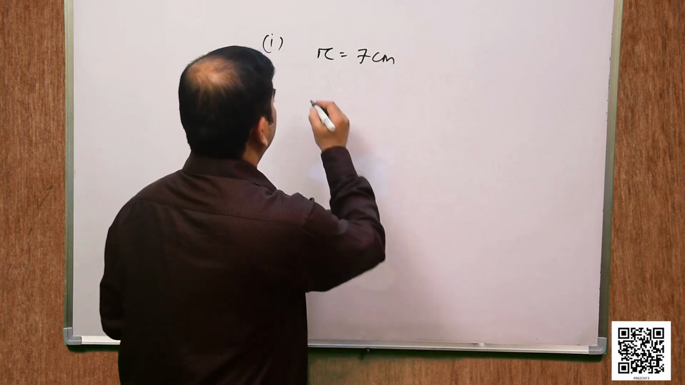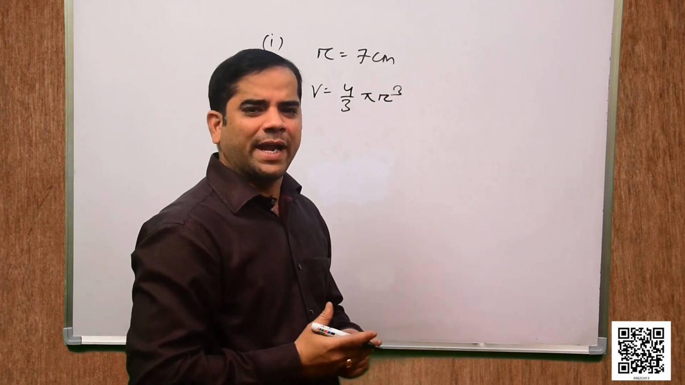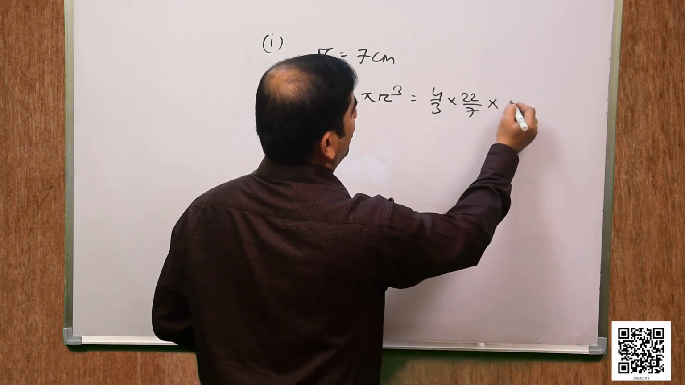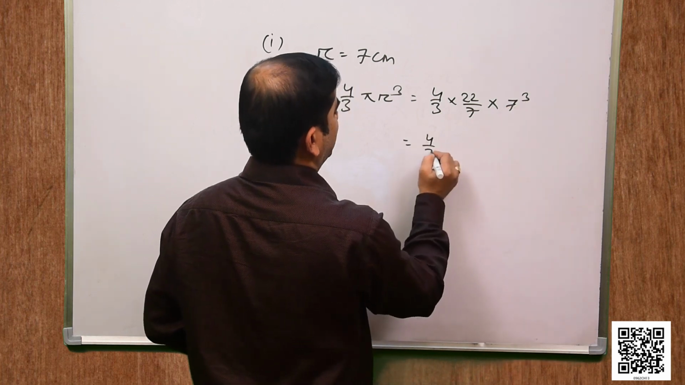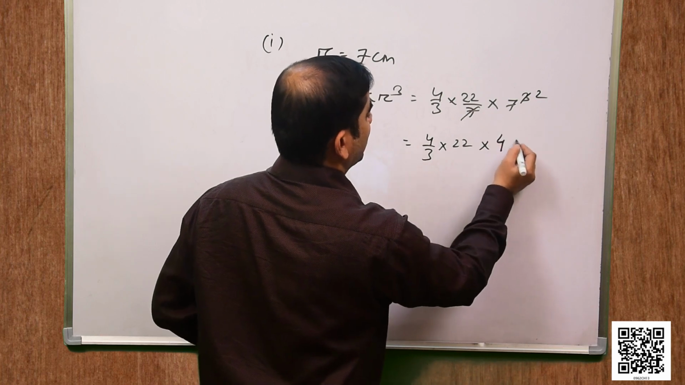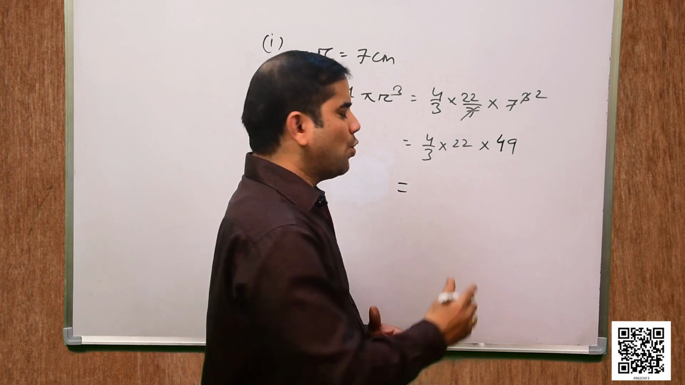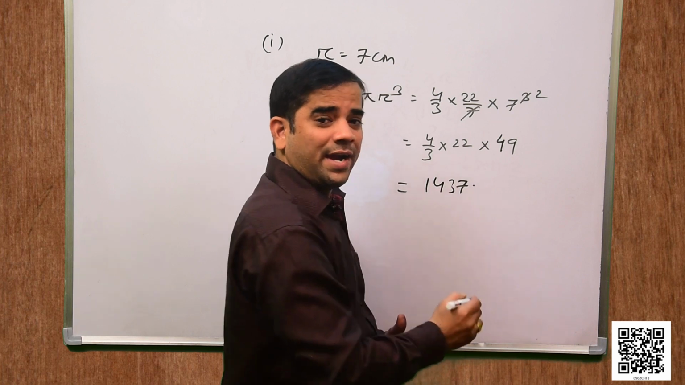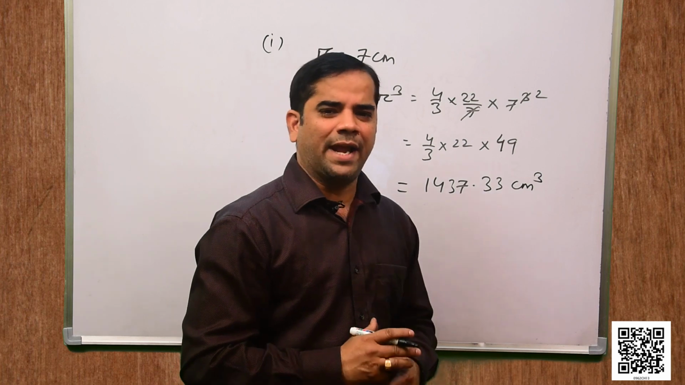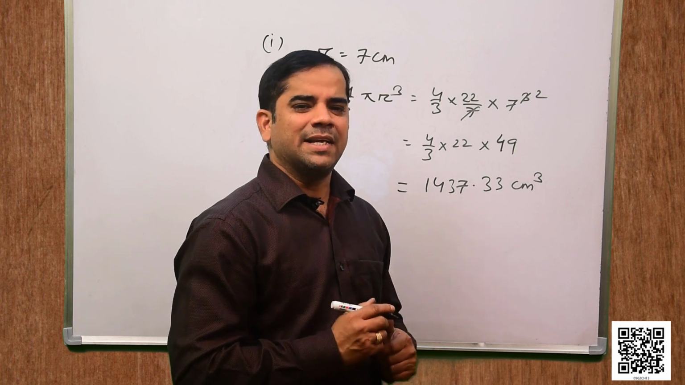Okay. So, what should be the volume? Volume is equal to 4 by 3 pi r cube. Okay. So, that is equal to 4 by 3 into 22 by 7 into 7 cube. That is 4 by 3 into 22 into 49. Okay. So, it will give us a value that is equal to 1437.33 centimeter cube. Okay. So, this is the volume of the sphere having radius 7 centimeter.